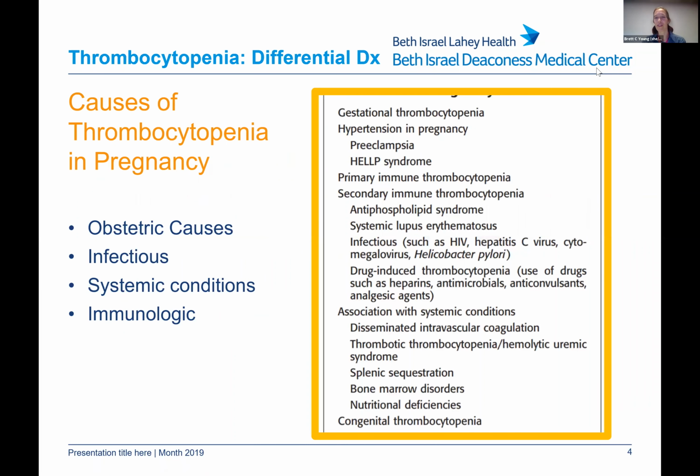So let's first start with thrombocytopenia. There are a number of causes of thrombocytopenia in pregnancy. We can think about obstetric causes, infectious causes, systemic conditions, immunologic conditions, with of course the two or three major conditions that we think about: gestational thrombocytopenia being the most common, ITP, and then of course causes of thrombocytopenia secondary to obstetrical conditions such as preeclampsia with severe features or HELLP syndrome. Today, when we talk about thrombocytopenia in pregnancy, we're really going to focus in on gestational thrombocytopenia and ITP.